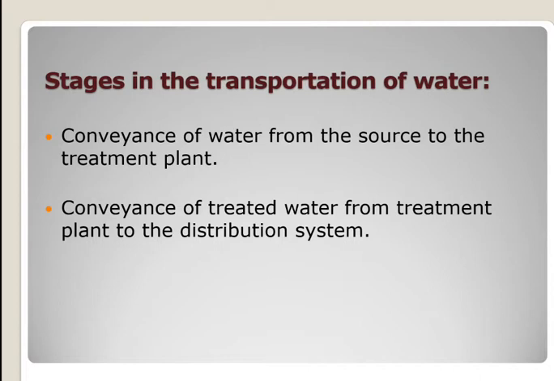In the first stage, that is, the method where the water is conveyed from the source to the treatment plant, it can either be transported by gravity or it can be pumped. The water may be taken from the source to the treatment plant by gravity. So when will water flow by gravity? It can happen when the source is at a higher level compared to the treatment plant. In this case we need not pump the water.